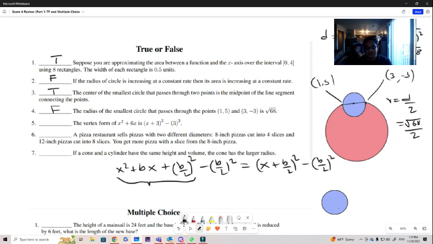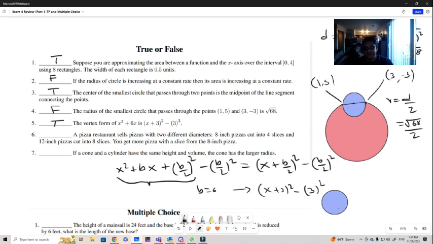Now, in this scenario, let's consider b is going to be 6. So b over 2 is going to be 3. And so if b is equal to 6, this becomes x plus 3 squared minus 3 squared. So we have that this is true.